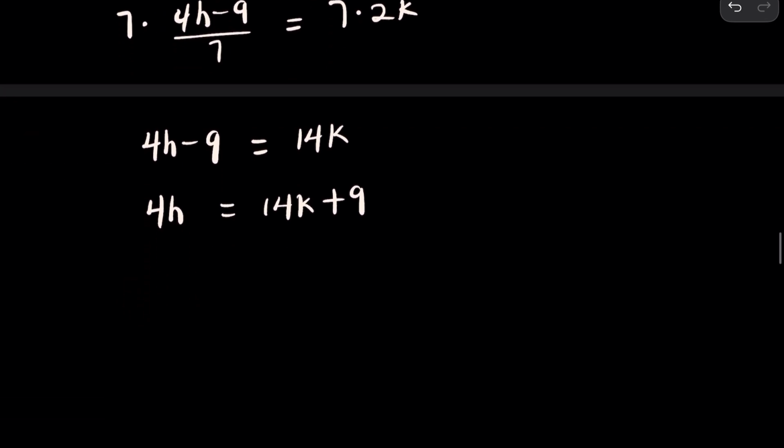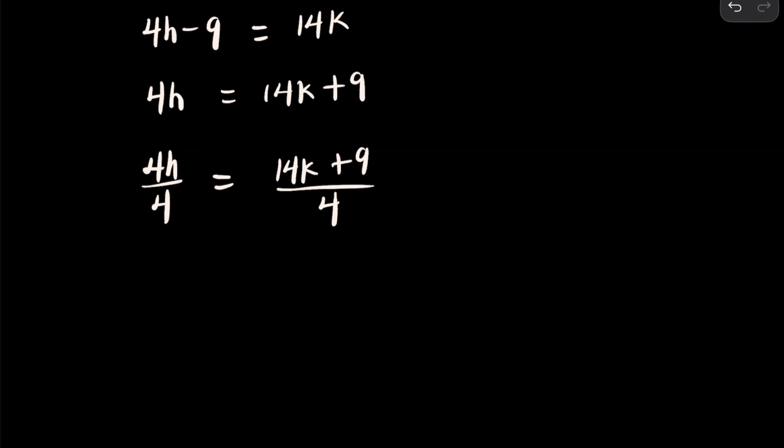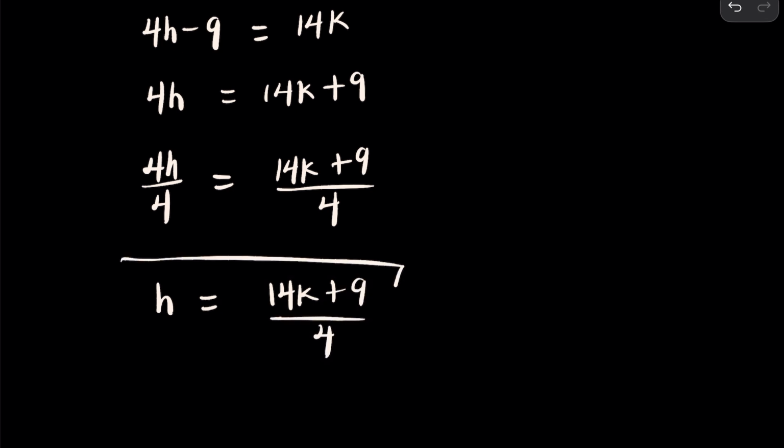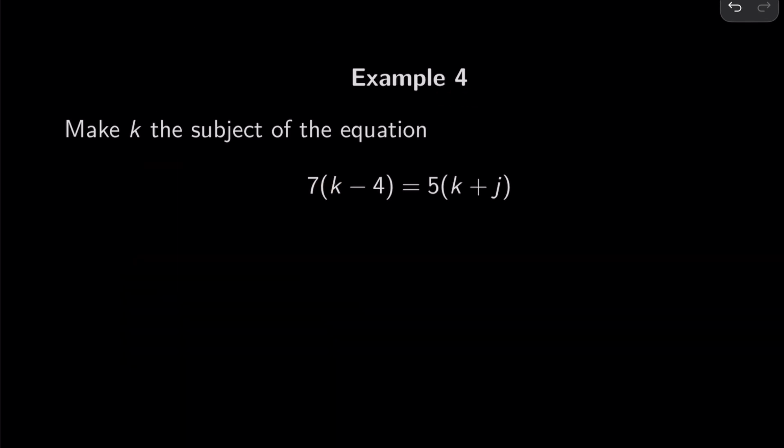Thus, we are going to have 4h divided by 4 is equal to (14k + 9) all divided by 4. Thus, h is equal to (14k + 9) divided by 4. And so we've been able to make h stand on its own on the left-hand side of the equation. Thus, we've made h the subject in this equation. Example 4. Make k the subject of the equation given below.